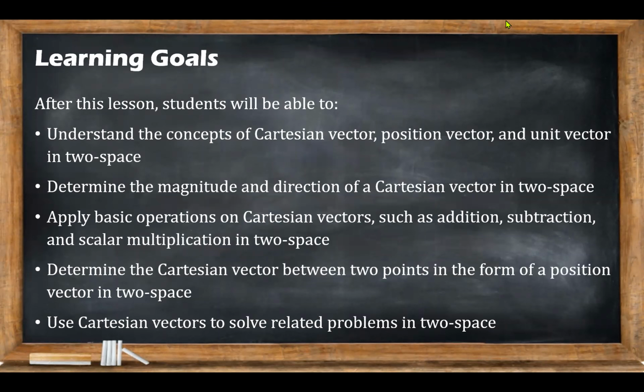Okay, first of all, let's have a look at today's learning goals. After this lesson, you are expected to be able to understand the concepts of Cartesian vector, position vector, and unit vector in two space. Determine the magnitude and direction of a Cartesian vector in two space. Apply basic operations on Cartesian vectors such as addition, subtraction, and scalar multiplication in two space. Then determine the Cartesian vector between 2 points in the form of a position vector in two space. Last, use Cartesian vectors to solve some related problems in two space.